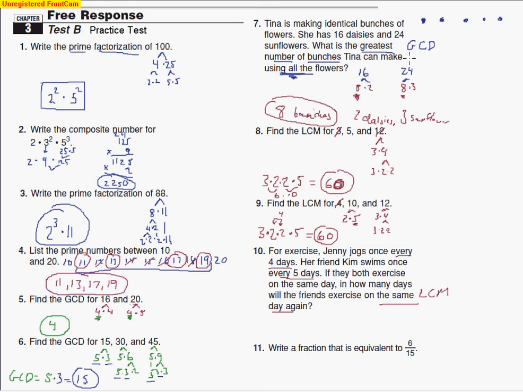See, over here it was the greatest number of bunches. Well, that would be the greatest common divisor. Here they're saying, when will they end up doing the same thing on the same day? Well, that would be the least common multiple.